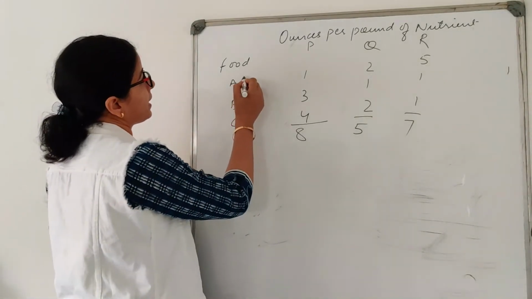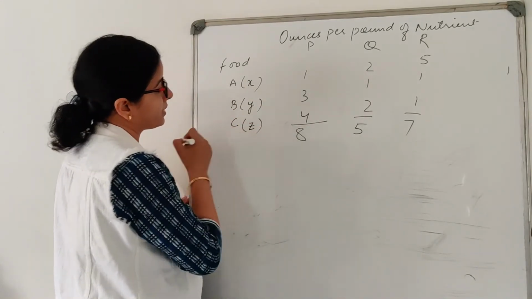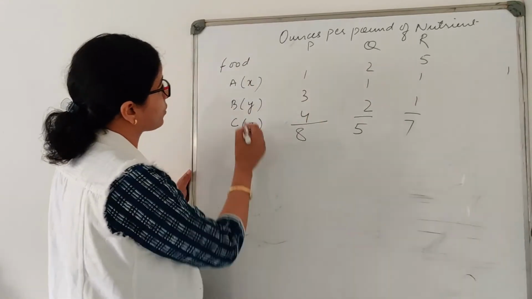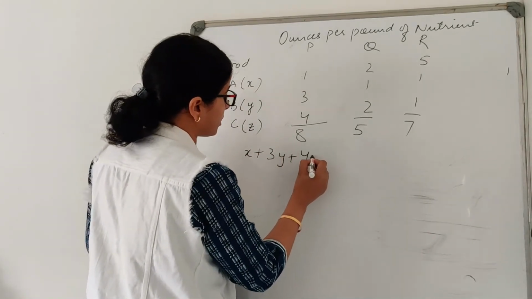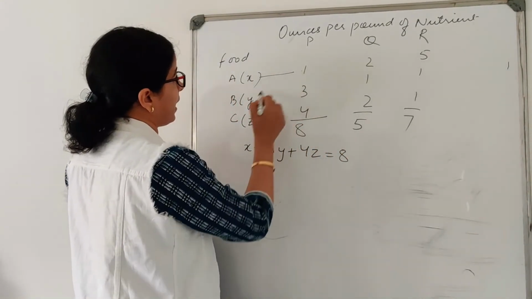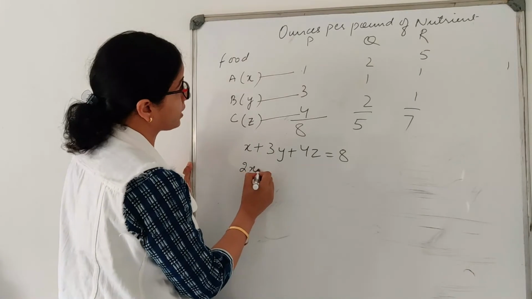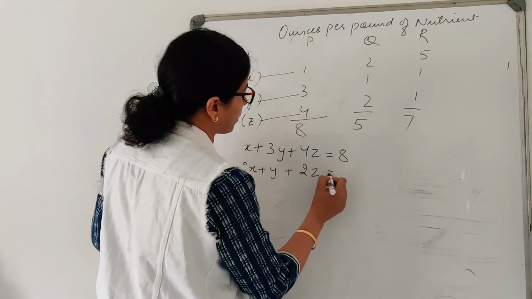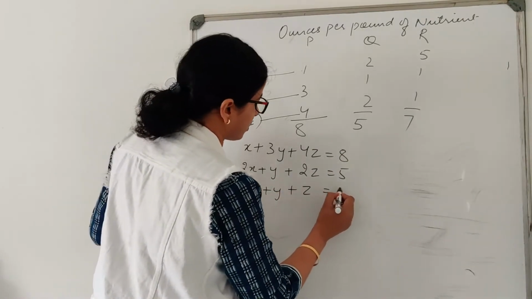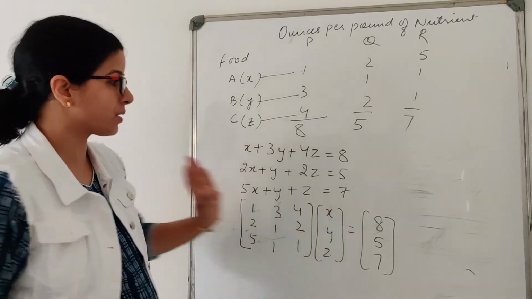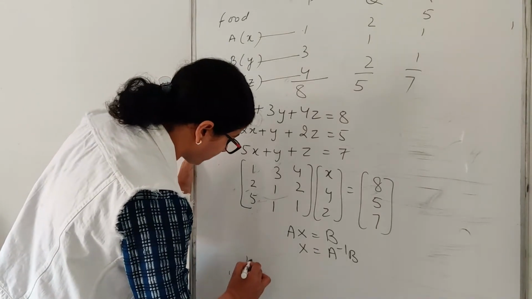So let me say that X pounds of food A is added, Y pounds of B and Z pounds of C. Right? So how can we frame the equations from here? X plus 3y plus 4z is equal to 8. Now similarly for Q we can frame 2x plus y plus 2z is equal to 5. Next I can frame 5x plus y plus z equals 7. This is my required matrix. X is equal to A inverse B. Now I'll find the determinant of A.